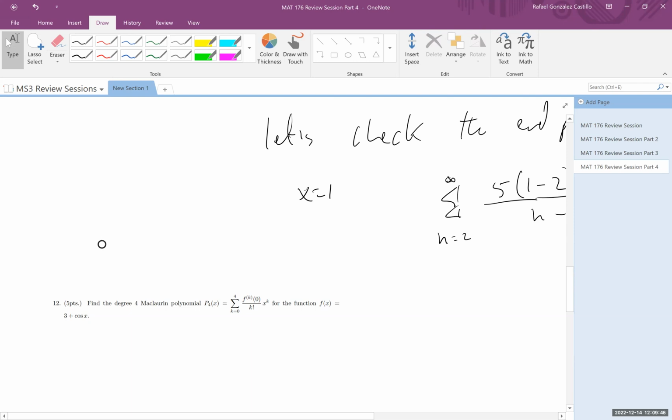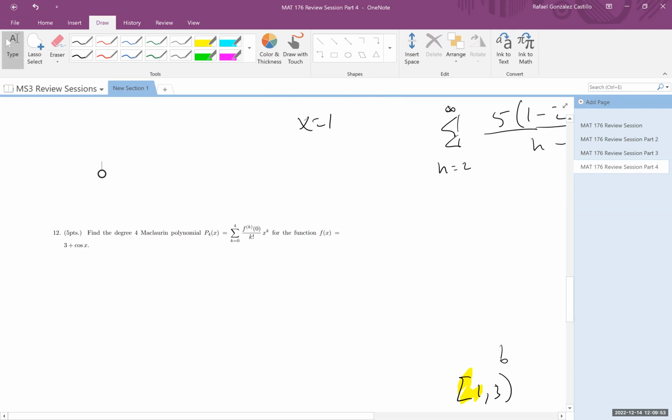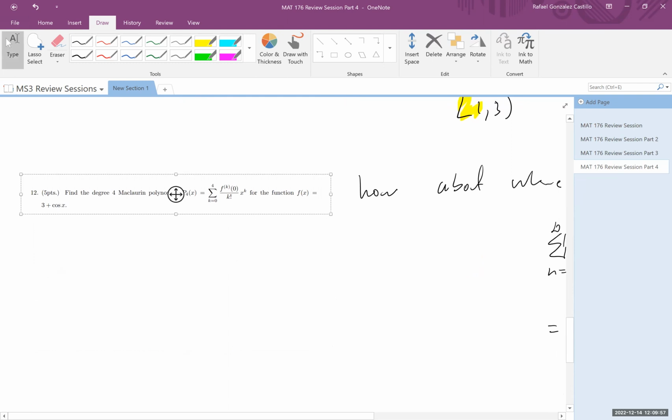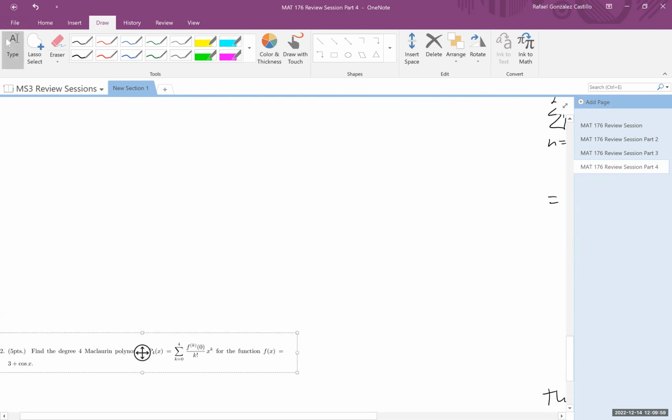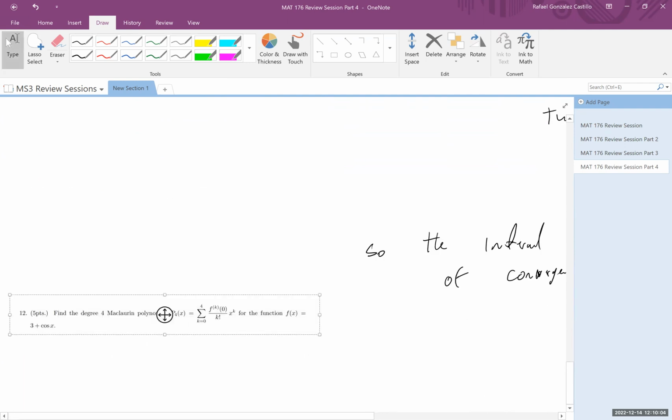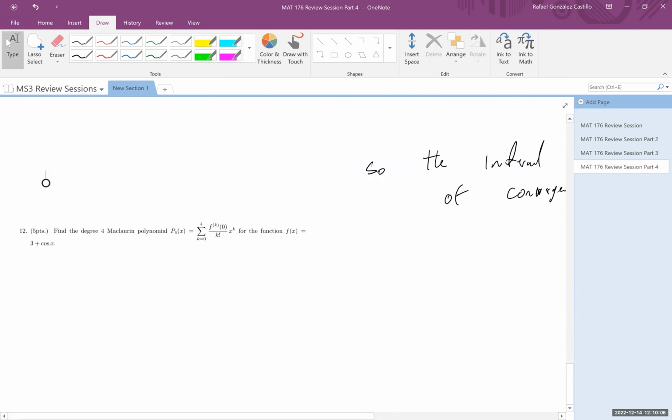So for this particular problem, we need to find 4 coefficients using f of x equals 3 plus cosine of x. Let me bring this all the way down so it's not in the way. So here we have to find the degree 4 Maclaurin polynomial for the function 3 plus cosine of x. So we have f of x is equal to 3 plus cosine of x.